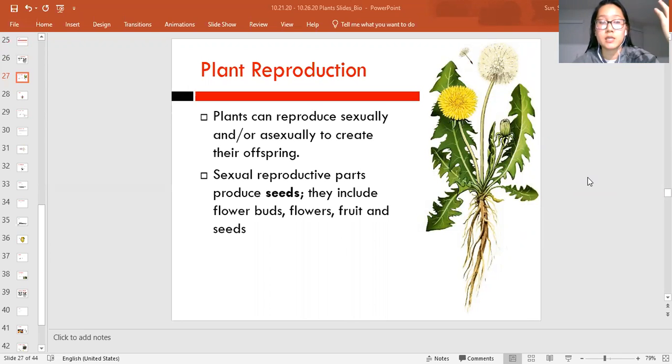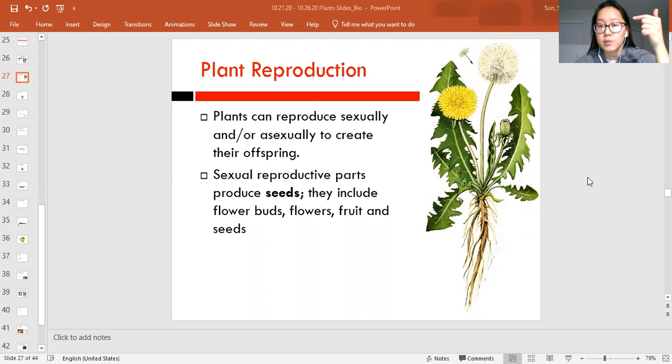Sexual reproductive parts produce seeds, right? And the seeds are usually coming from flower buds that turn into flowers and then turn into fruit. And the fruit is the protection part of the seed, right? The seed is like the egg instead of an ovary, and then the fruit is the ripened ovary that has like a nice protective shell to the actual baby of the plant, which is the seed.